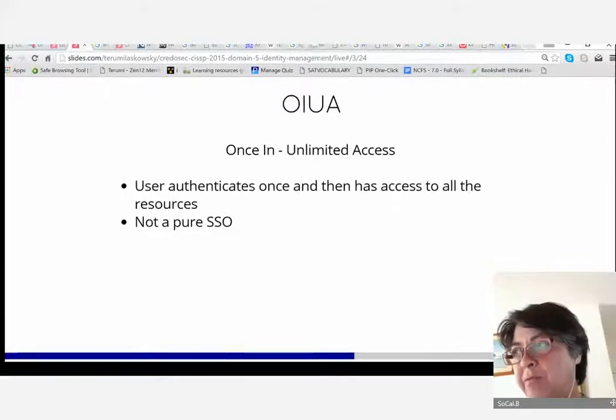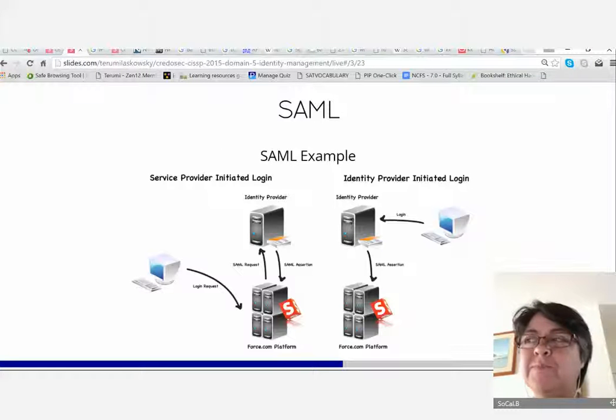But notice here, here's the question. This example, is this single sign-on? What do you think? Yes, exactly. This is single sign-on. Is this federation? Yes, it is. Why is this federation, Christopher?